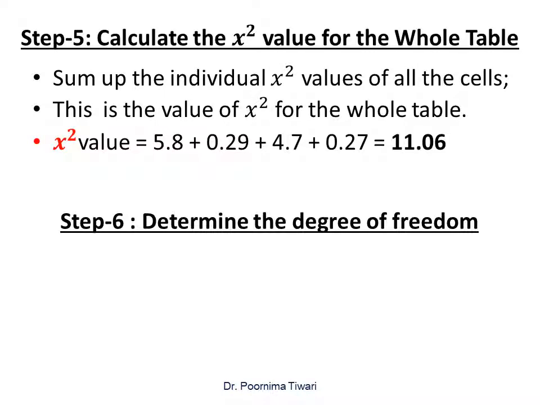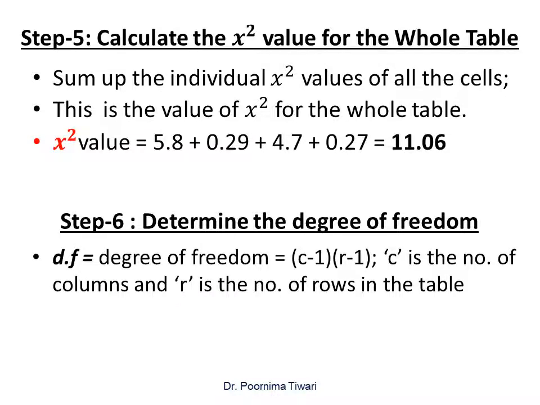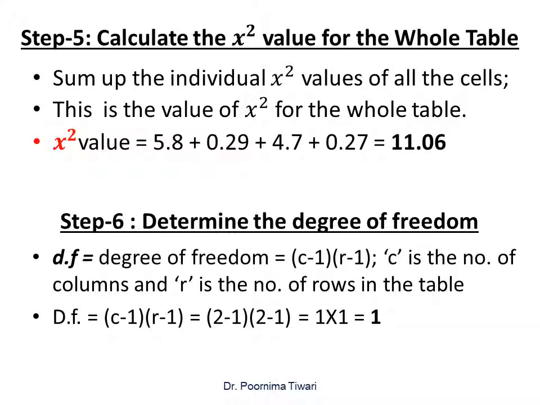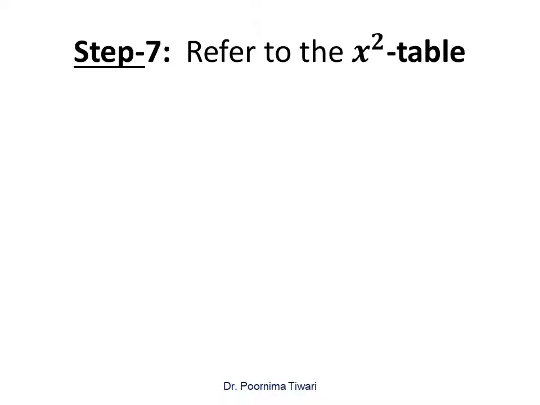Next step, we determine the degrees of freedom, which is number of columns minus 1 times number of rows minus 1. So that is 2 minus 1 times 2 minus 1, 1 times 1, 1. So the degree of freedom has been calculated to be 1. And in the final step, we refer to the chi-square table to find the p-value.